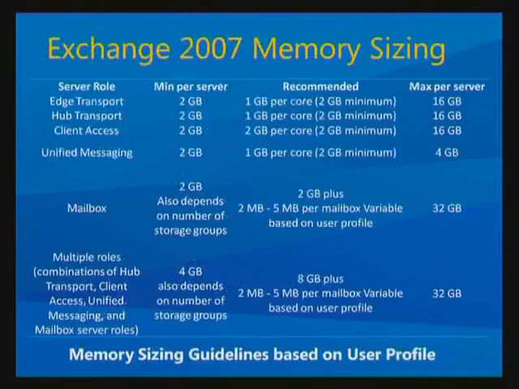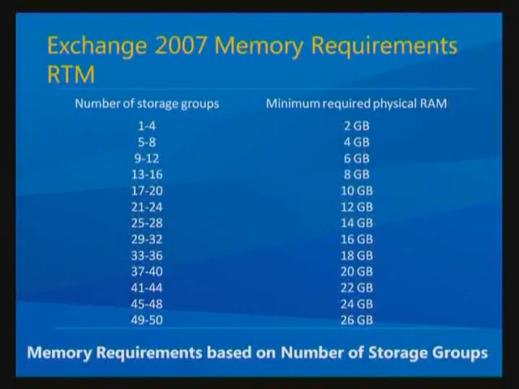And here we've done some work to make it more performant when you do that. So again, these are the memory sizing guidelines based on the user profile. The other set of guidelines are based on the number of storage groups you have. Now these are the RTM numbers. This is the first set of numbers that we released with the RTM version, and these are the sets of numbers that we've been maintaining up until about a month ago. So you can see, even beyond the user profile, you still have to meet these memory requirements.